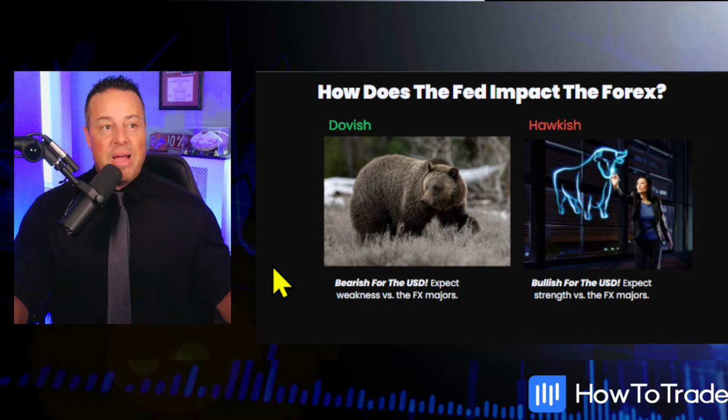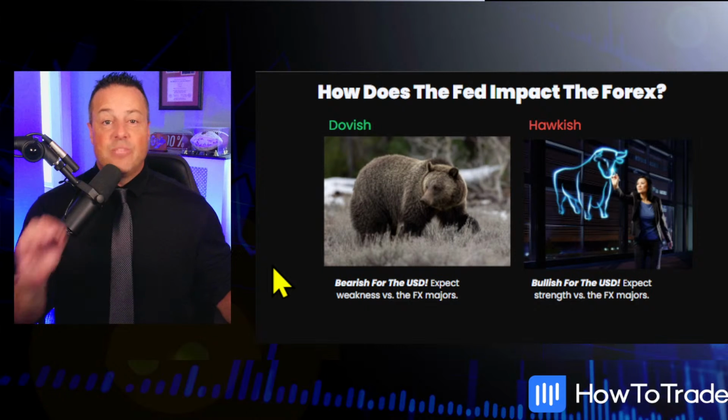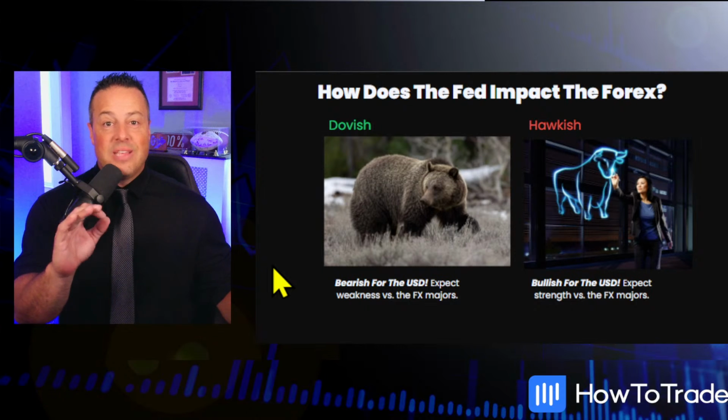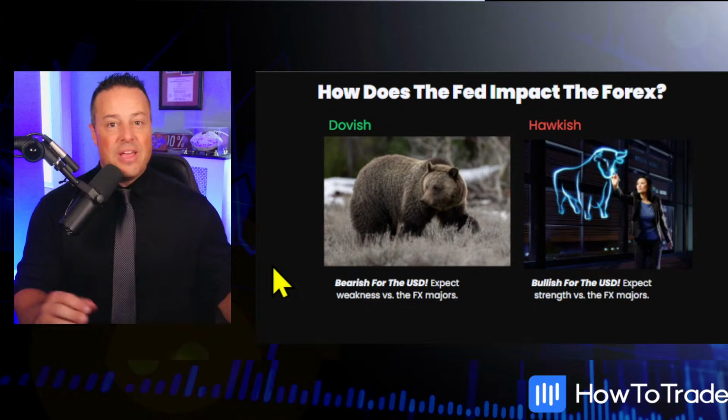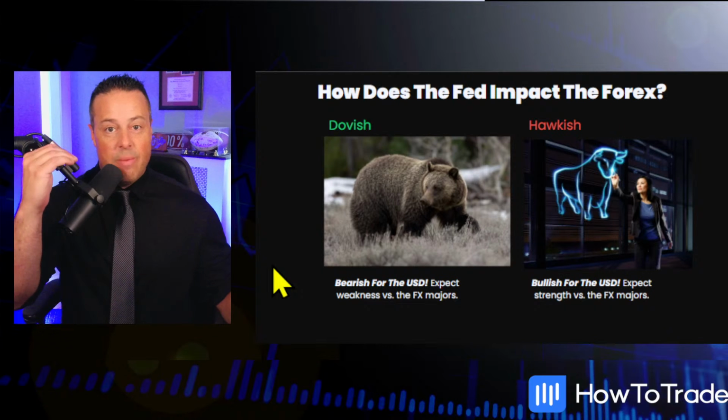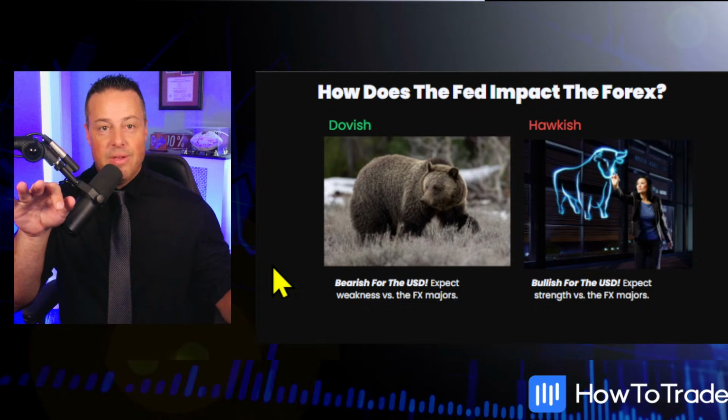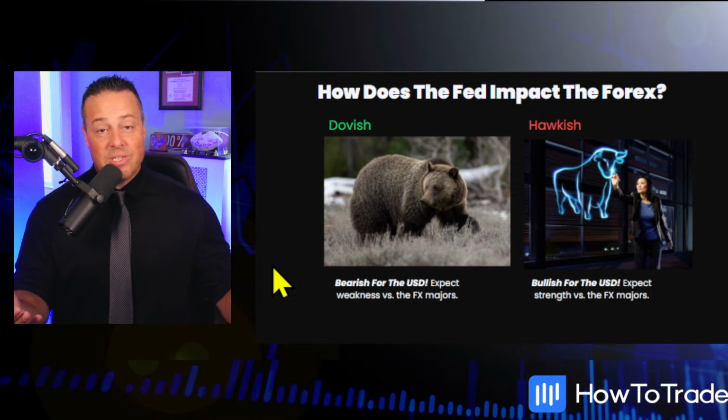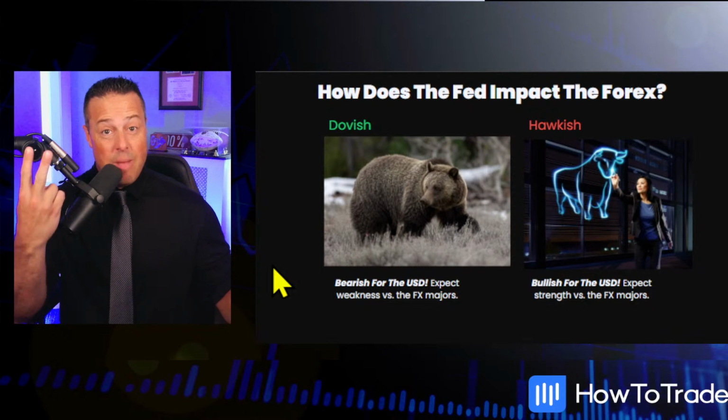How does the Fed impact the Forex? If they're dovish, it's bearish for the USD. That means they're thinking about cutting rates, thinking about devaluing the USD to kickstart or sustain economic growth. All right? Means the USD goes down, risk assets and commodities go up.